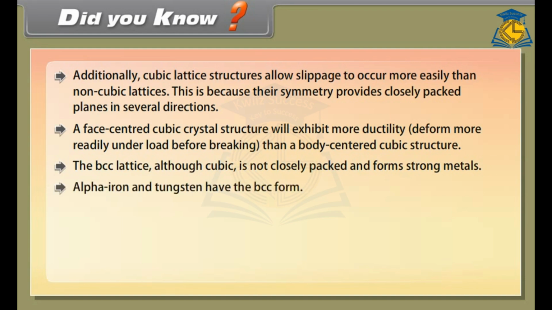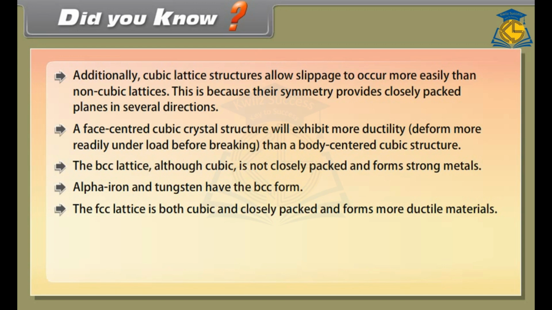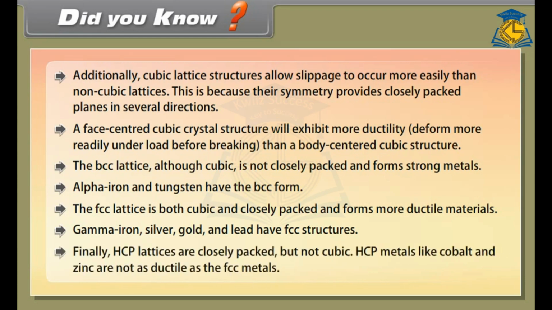Alpha iron and tungsten have the BCC form. The FCC lattice is both cubic and closely packed and forms more ductile materials. Gamma iron, silver, gold, and lead have FCC structures. Finally, HCP lattices are closely packed but not cubic. HCP metals like cobalt and zinc are not as ductile as the FCC metals.